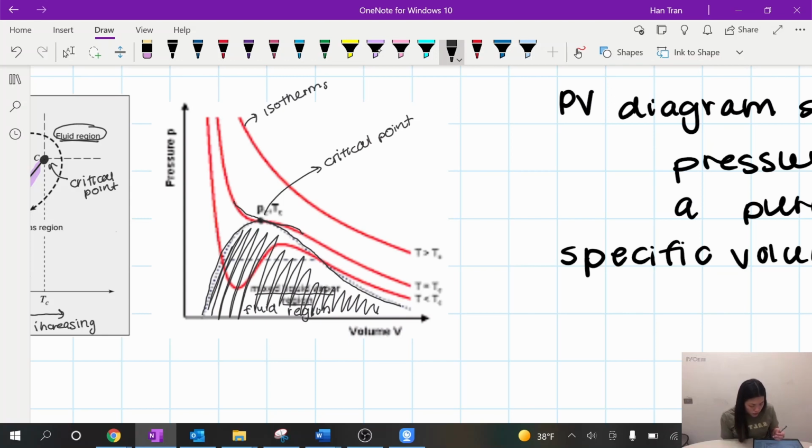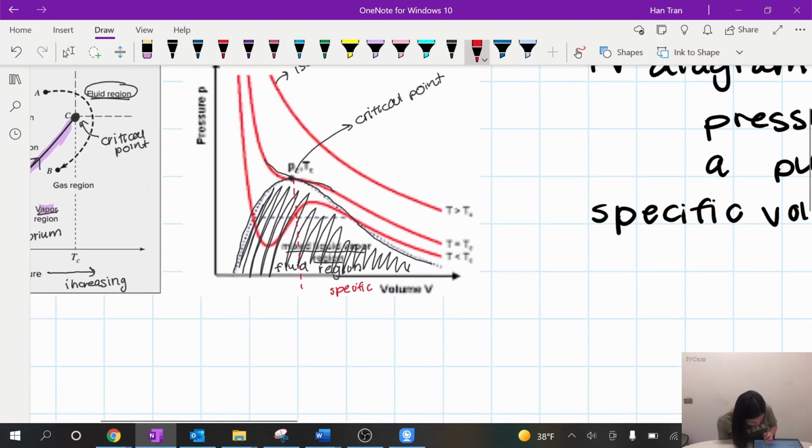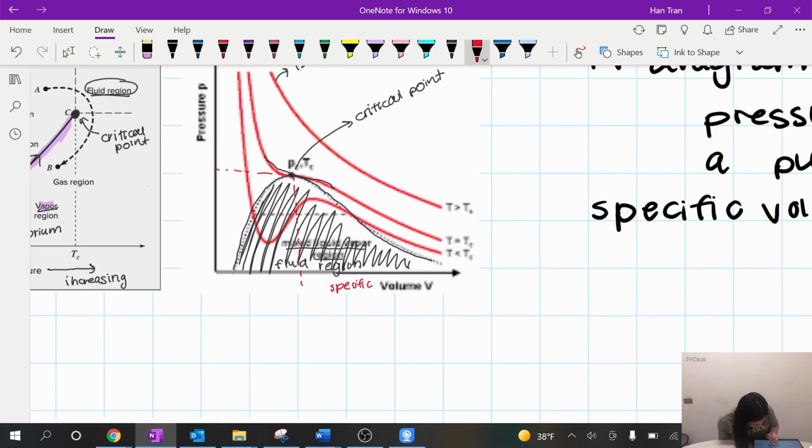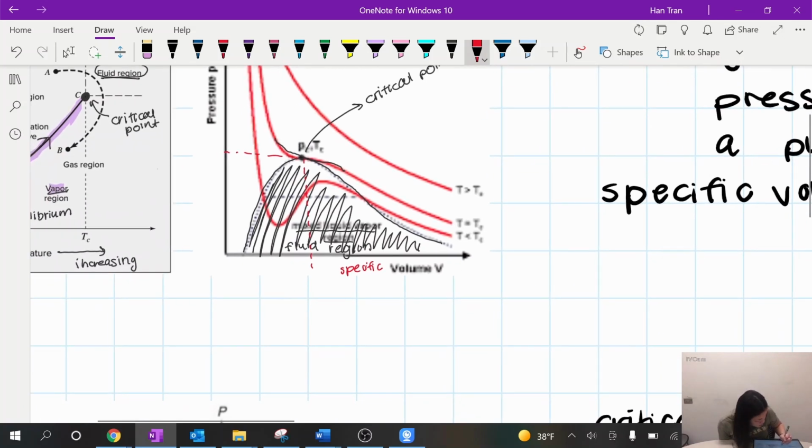And so if we take a look here, we see that there is a point. The point is at this specific volume. Let's take a note that it's specific volume. It is at this pressure and on this isotherm. So what that means is that this temperature right here is the critical temperature. It's the temperature that the substance, in this case we're going to reference water, needs to be in order for it to be at its critical point.